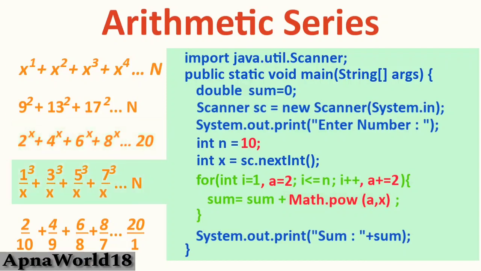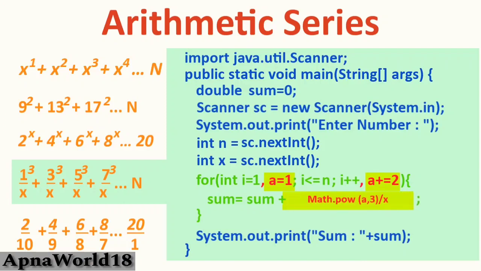Now let's see the next one. Here we take both n and x from the user. For the arithmetic series, we will just initialize a with 1, which is the first member of the series, and then increment it by 2 in every iteration. Inside the loop, we will now write each term as sum = sum + Math.pow(a, 3) divided by x.